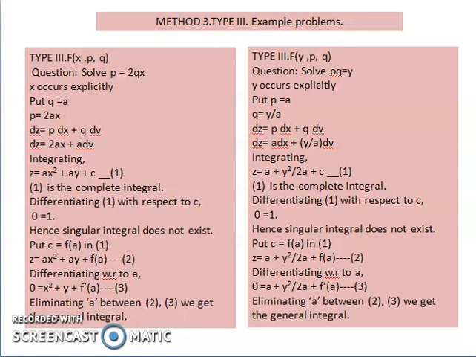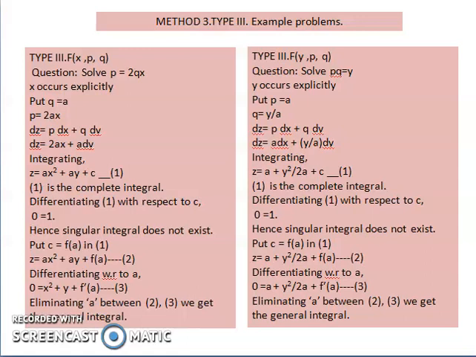So we'll get dz is equal to a dx plus y by a into dy. Integrating, we get z equal to a x plus y squared by 2a plus c. This is the complete integral. If we differentiate with respect to c, we get 0 is equal to 1. So the singular integral does not exist.